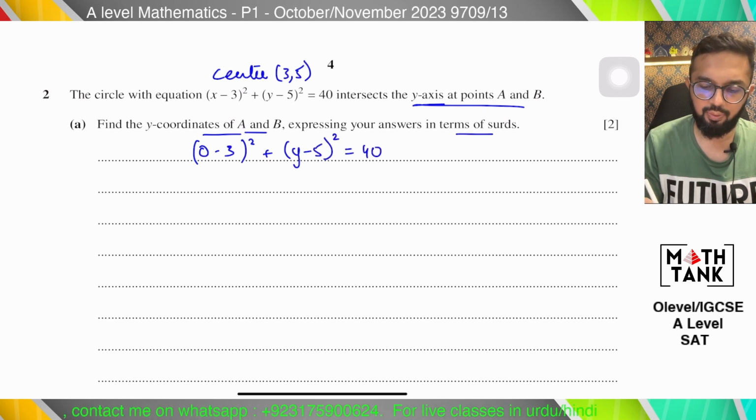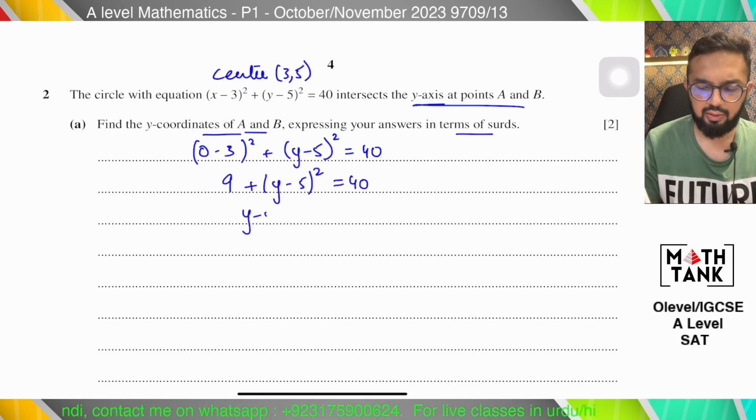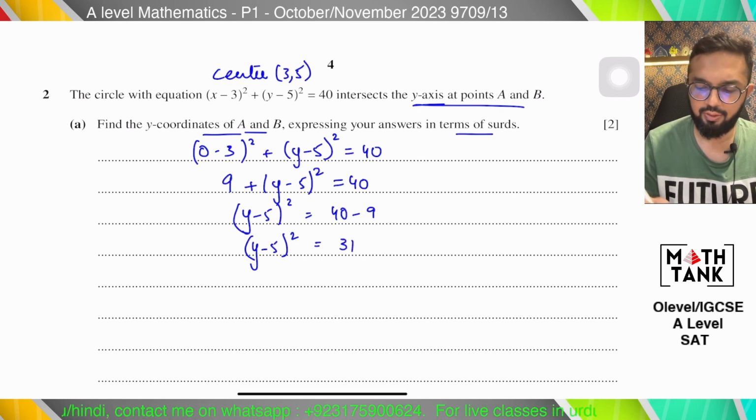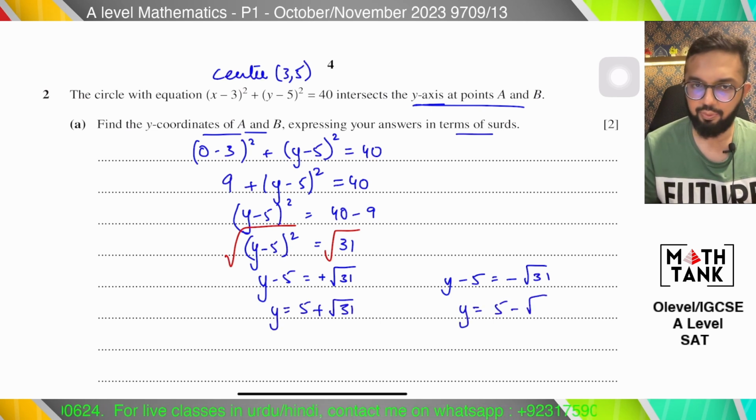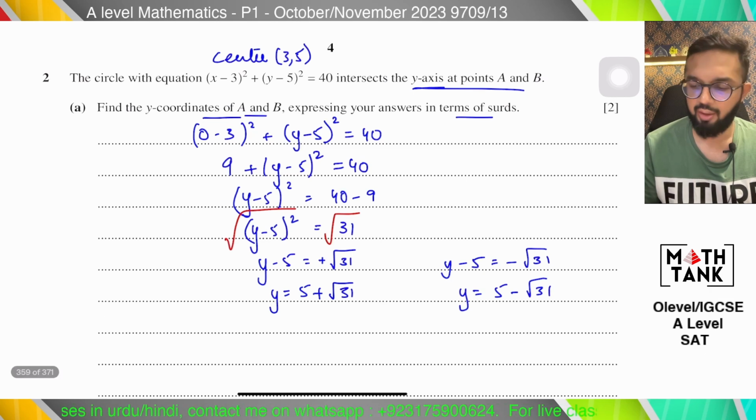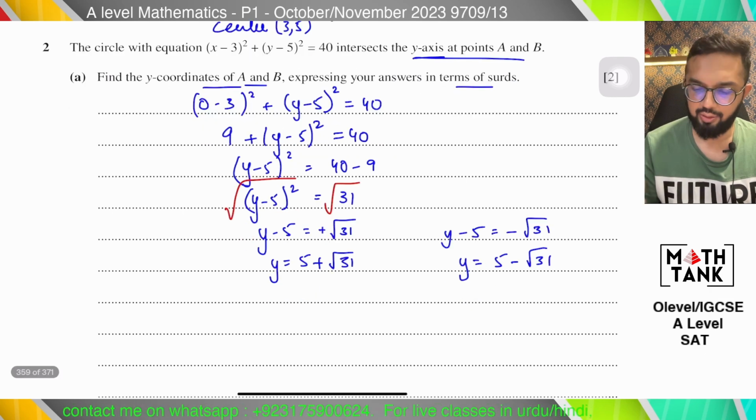Now there are various ways to do this question. I will do this without opening up my expression, and the reason is because I actually want surds at the end. So 40 minus 9 gives me y minus 5 whole squared equals 31. When I take a root on both sides, I get y minus 5 equals plus root 31 and y minus 5 equals minus root 31. So y equals 5 plus root 31, y equals 5 minus root 31. Those are A and B. Remember that x coordinates are 0. Now, find the equation of the circle which has AB as its diameter.